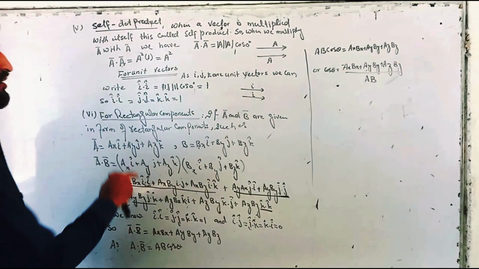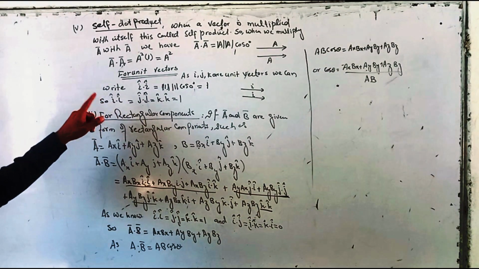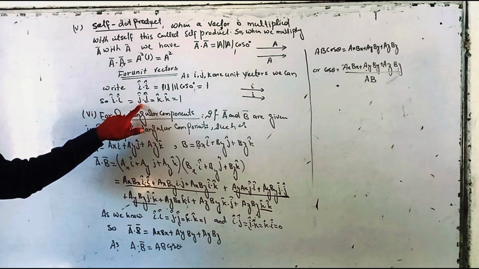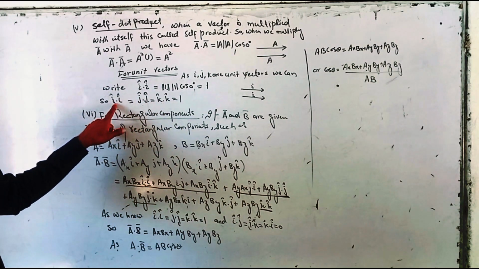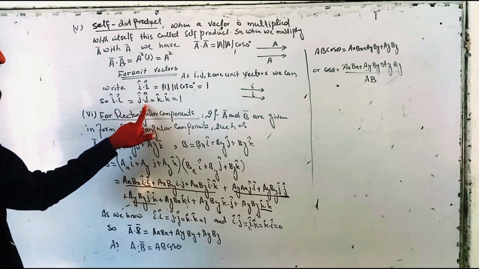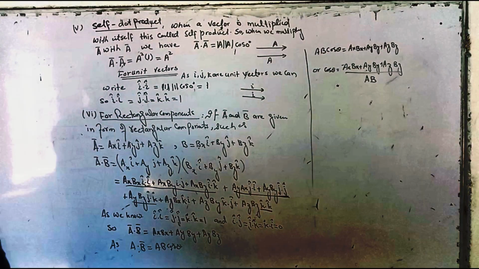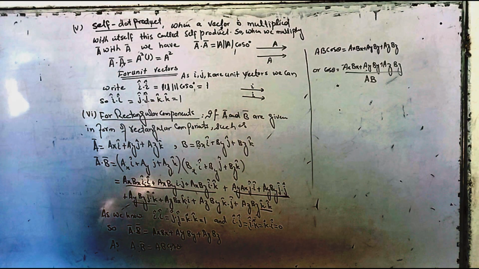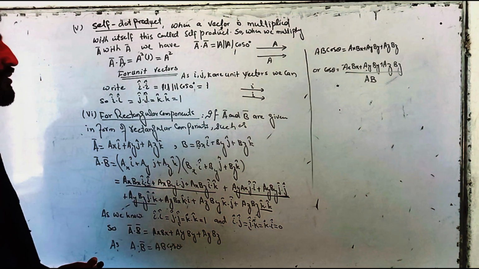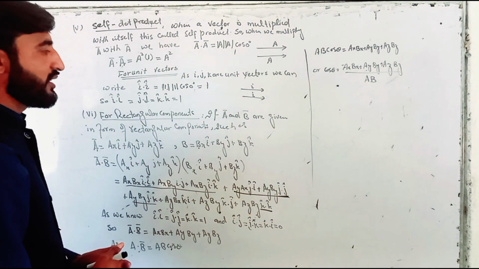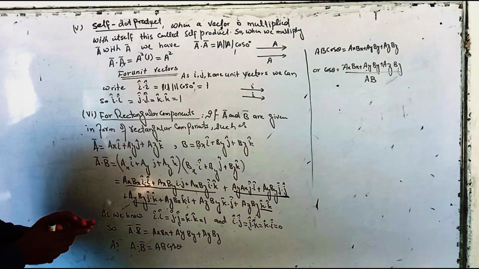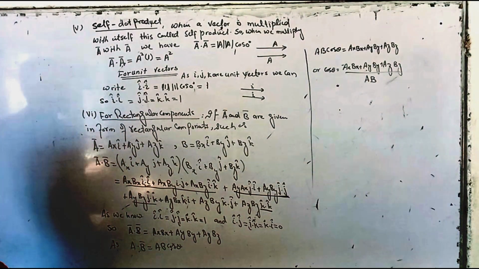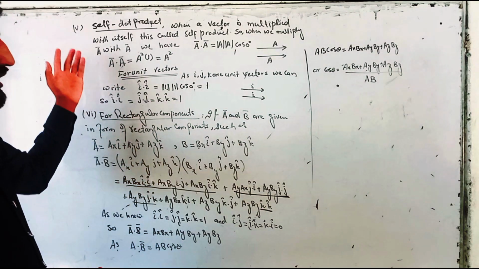By using this answer, we can write i dot i, j dot j, k dot k, as all these are self products, equal to 1. Now we'll move on to the next property, which is for rectangular components. If two vectors are given in their rectangular components, in horizontal and vertical components, then what do we do to take their dot product?